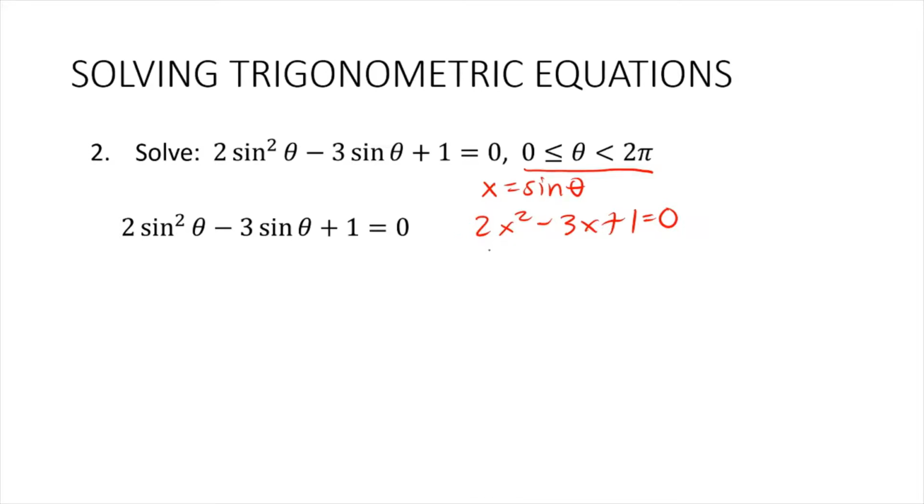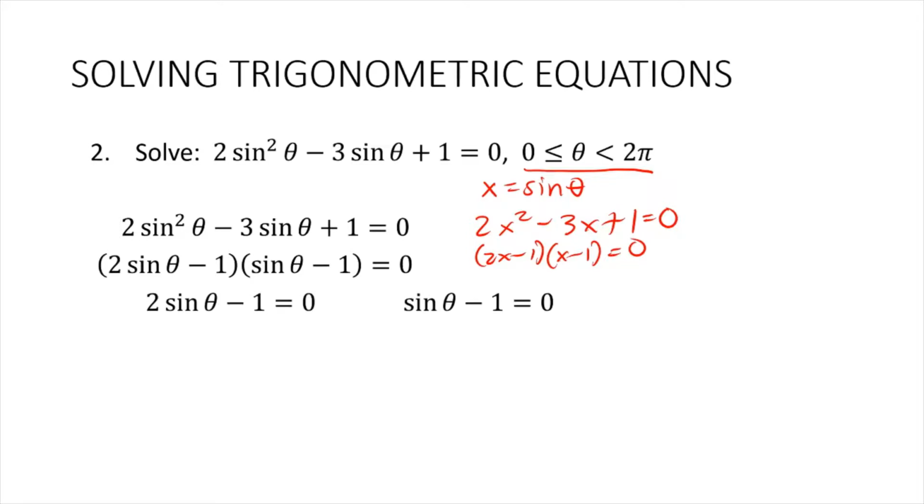The factors are 2x minus 1 and x minus 1, right, equals 0. And so we can rewrite this trigo equation given here as 2 sine theta minus 1 times sine theta minus 1 equals 0. And then we apply the zero factor property where we equate the factors to 0. Okay. And then we isolate sine theta. This gives us sine theta equals 1 half and sine theta equals 1. Again, our goal is to find theta. In this case, we have two solutions.